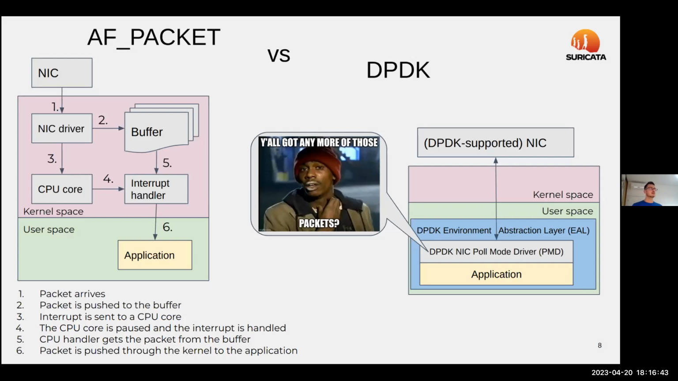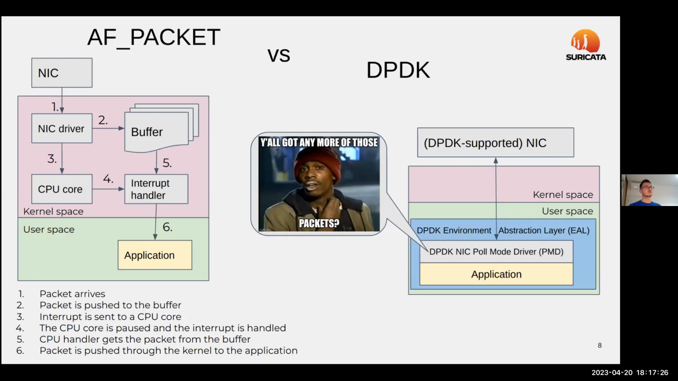As you can see, all these things are happening in the kernel space. This is a very simplified diagram of what's going on in the kernel. There's a lot more going on in the kernel, especially within that interrupt handler case. And then the packet is delivered to the application. Whereas in DPDK, we essentially bypass the kernel space.